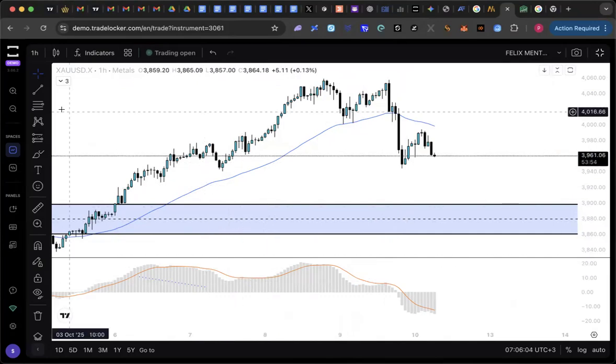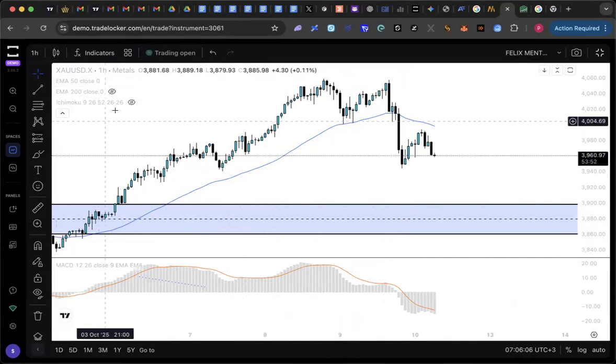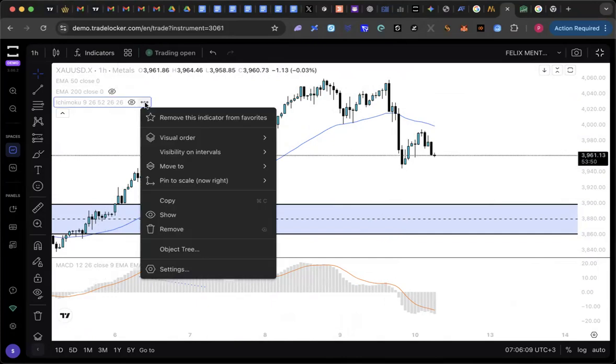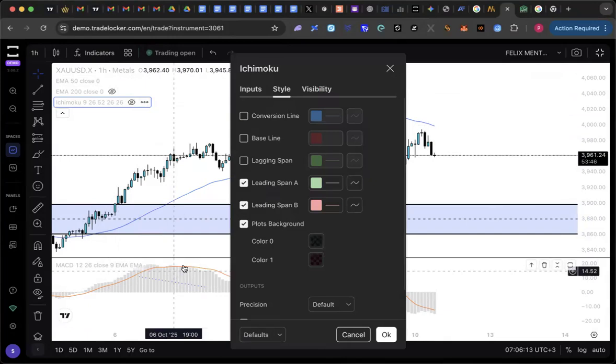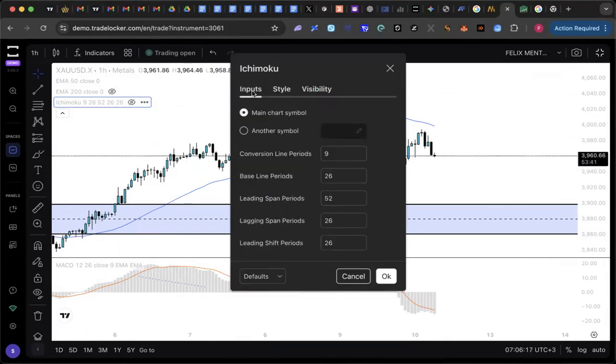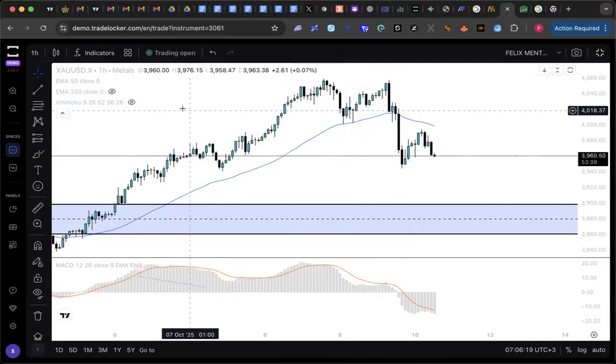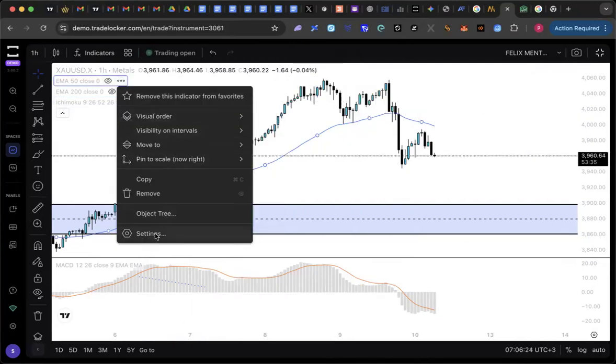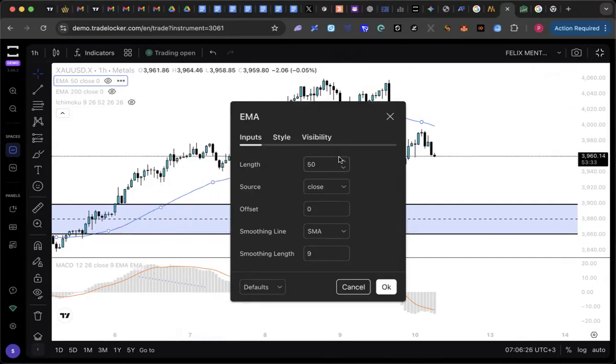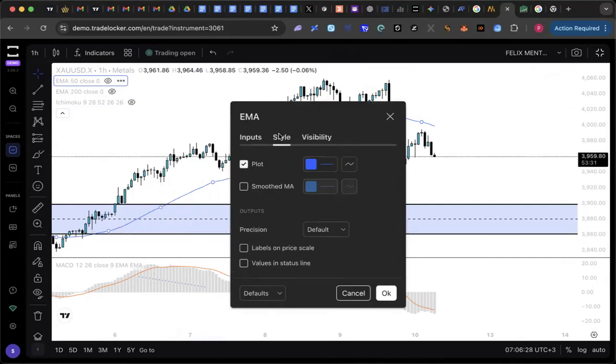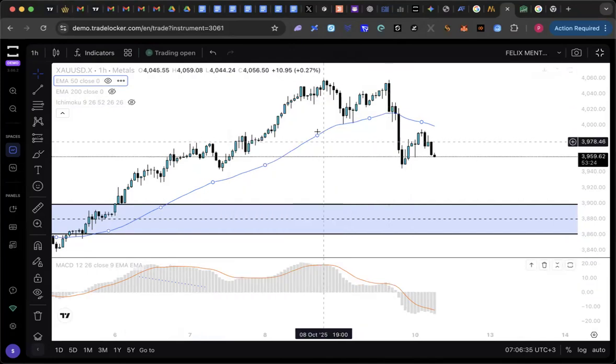Now, you're going to go to your settings on TradingView. When you go to settings, you're going to go to style. You go to your settings, you set the length to 50. And of course, for style, just put in any one you like, any color you want. Mine is blue, and then I'm done.